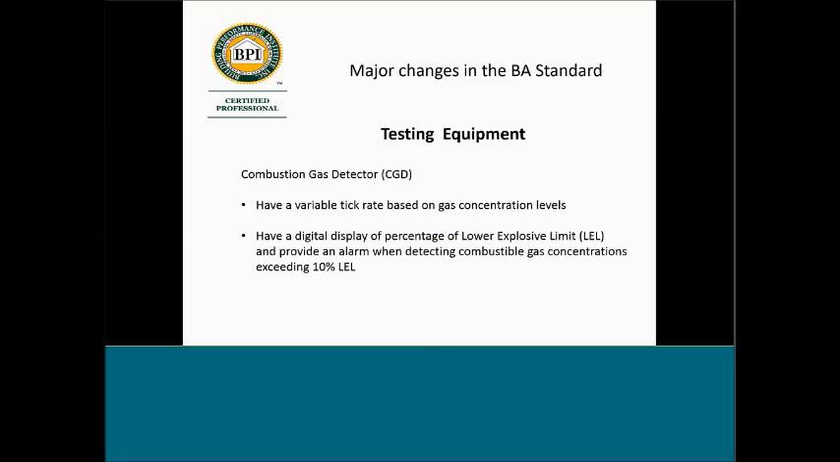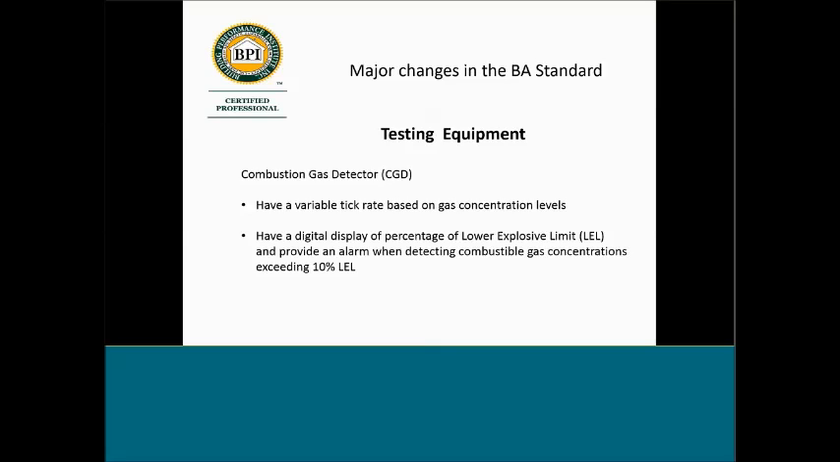Combustion gas detector, a little bit of a change on that. I'm still actually struggling with BPI and why they're going this route, but it has to have a variable tick rate based on gas concentration levels. That's normal, what you've had in the past. The big change is, according to these standards, you have to have a digital display of percentage of low explosive limit, LEL, and provide an alarm when detecting combustion gas concentrations exceeding the 10% LEL number.